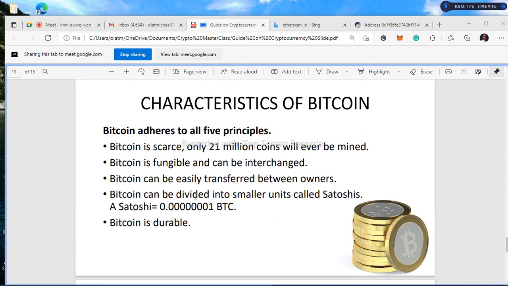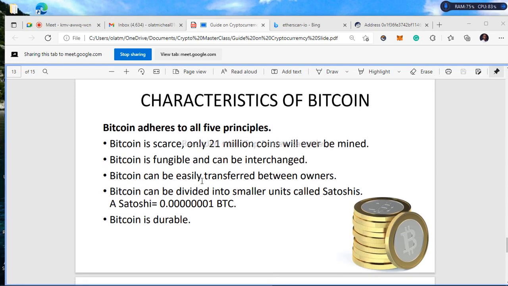Now, characteristics of Bitcoin: Bitcoin is scarce. Only 21 million coins will ever be mined. Bitcoin is fungible and can be interchanged. That means if I have one Bitcoin, I can actually interchange it for another amount of Bitcoin.